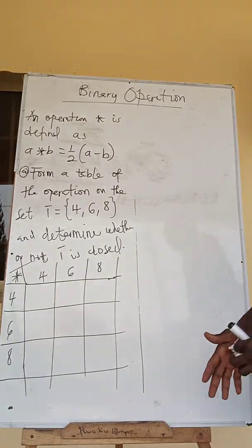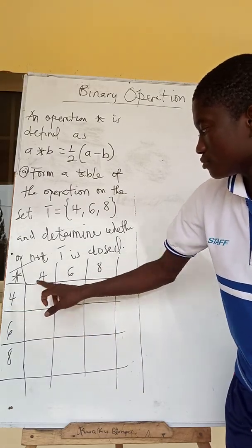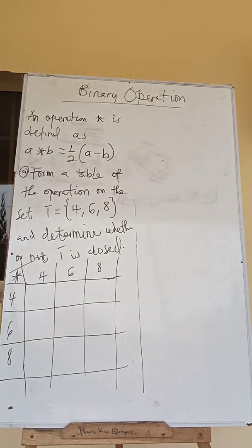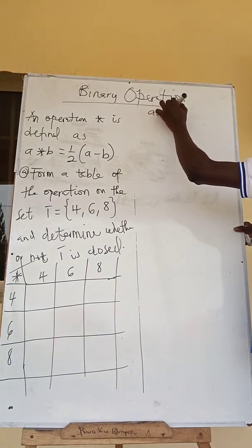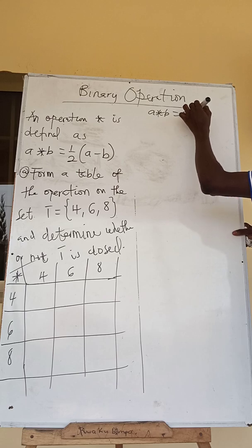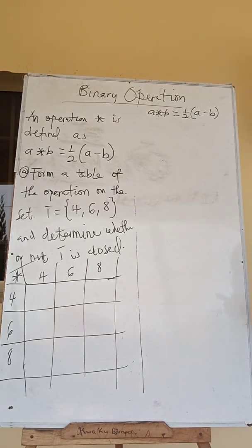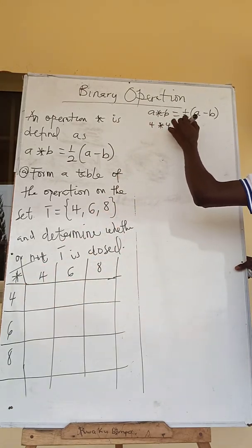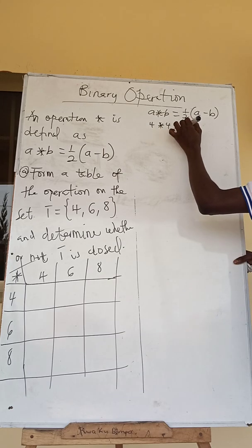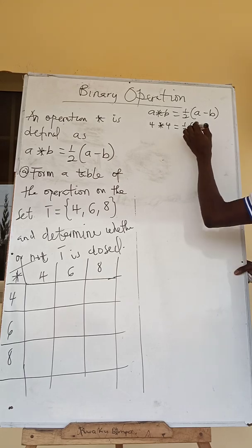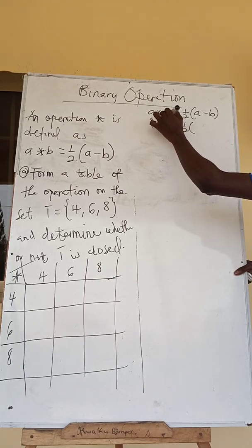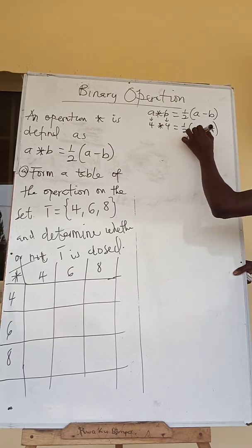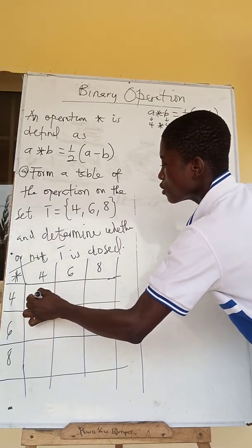So if you draw a table, 4 and 4, their values will be here. 4 star 4, we write here. Here, you have to work a lot. First, A star B equals half of A minus B. So 4 star 4: our A is 4, our B is also 4. So 4 minus 4 is 0, and half of 0 is still 0. So here you put 0.